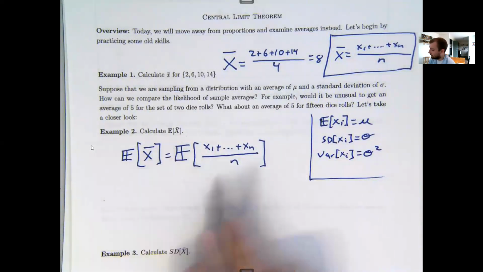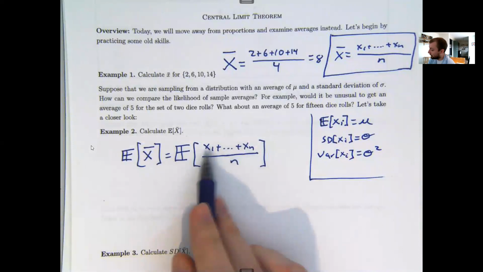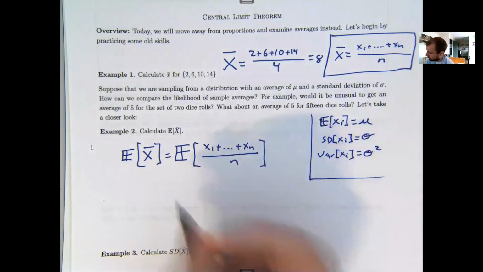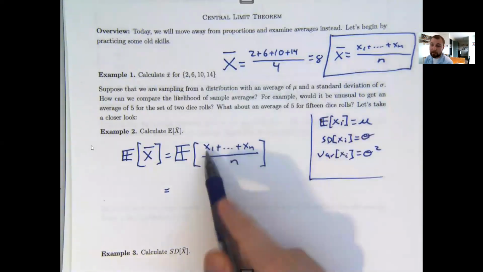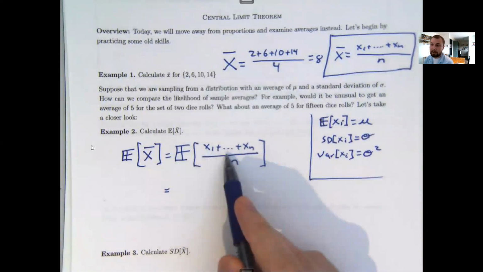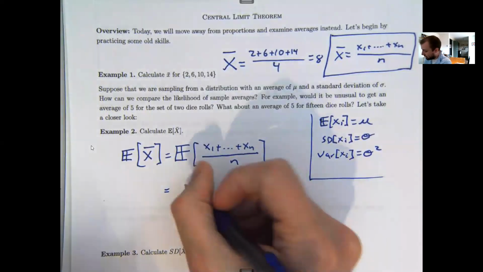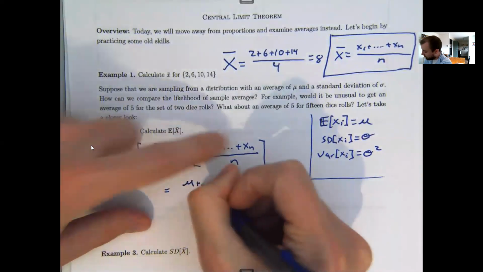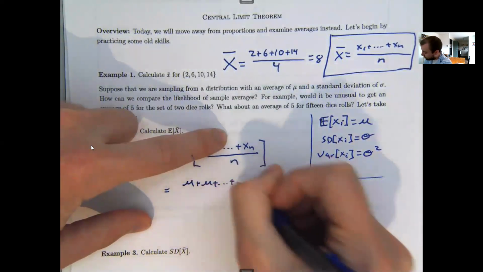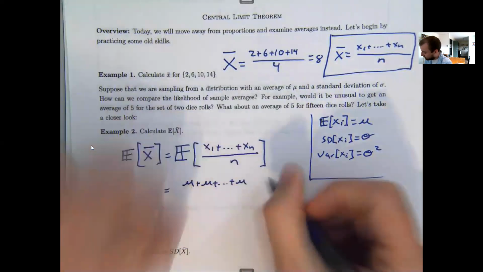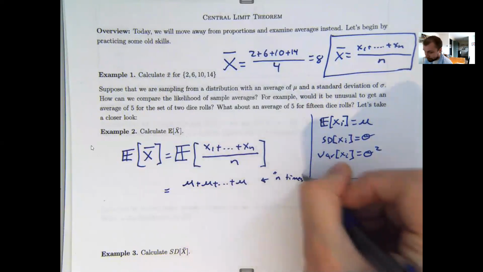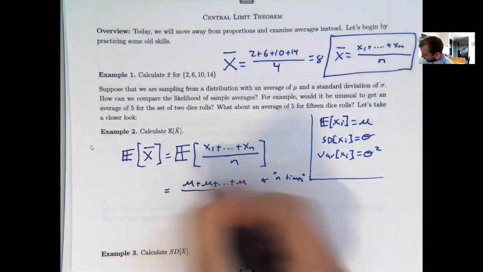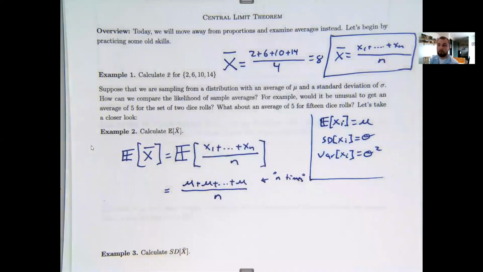So when I'm looking at the expected value of adding up a whole bunch of these things, I'm really adding up a whole bunch of these mu's. So suppose I am sampling from something that has an average of 8. I expect the first thing on average to be 8, the second thing to be 8, and so on. So I'm expecting mu for the first, mu for the second, all the way up to mu n times. And on the bottom, I have n, the number of values I'm working with.